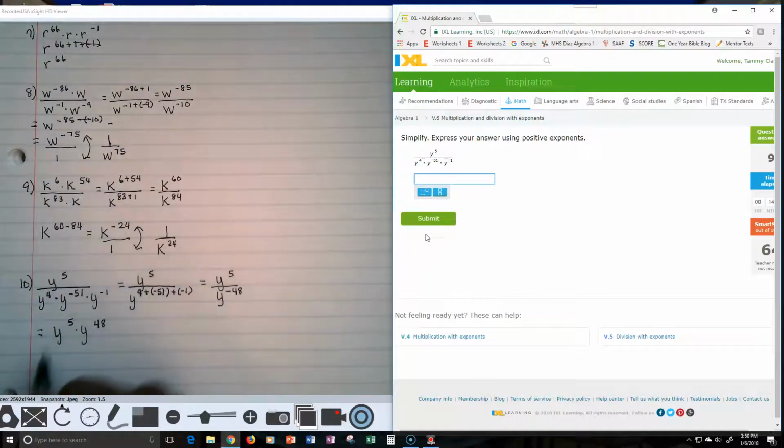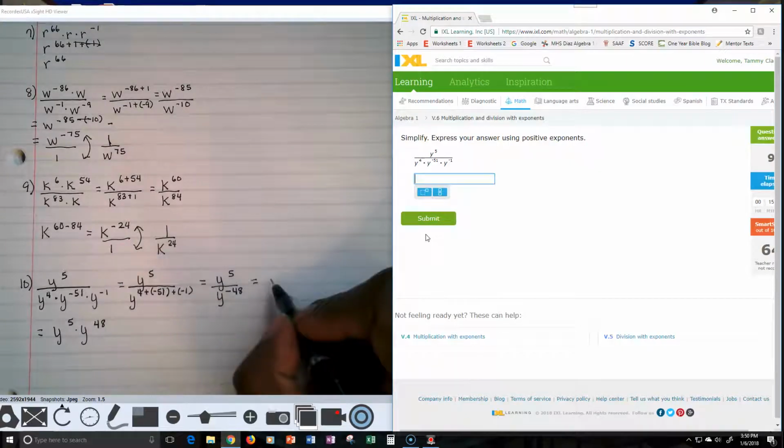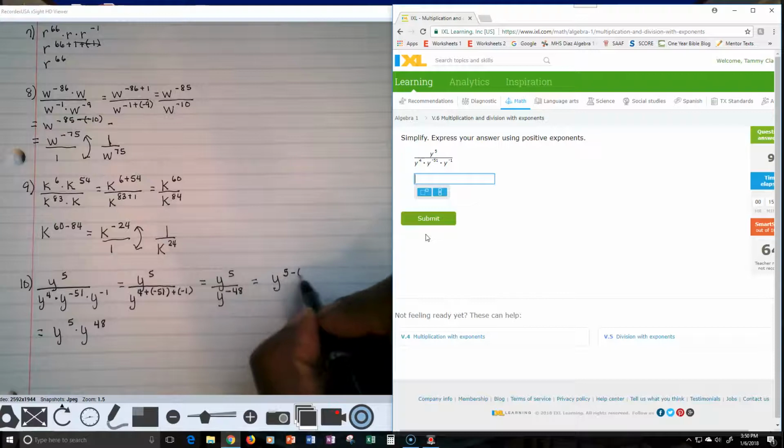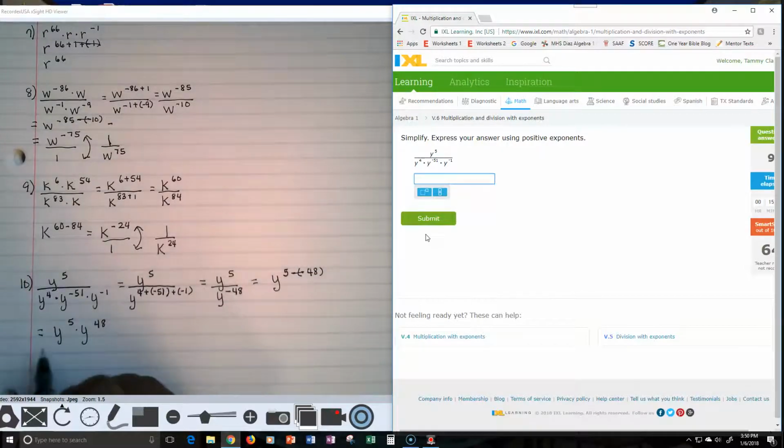Now you have a multiplication problem again. Or I could have written this like this, just so that you see what I'm doing. Keep the base, subtract the exponents, right? That's what I did, and this becomes plus. So this is the same thing as that. So y, 5 plus 48 is 53. So our answer would be y to the 53rd power.